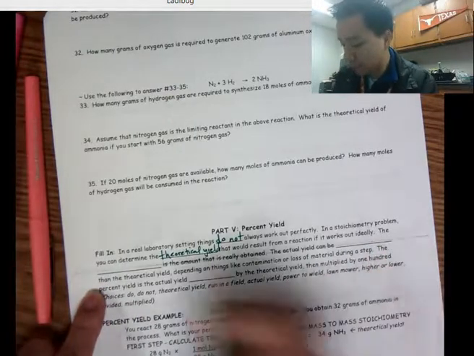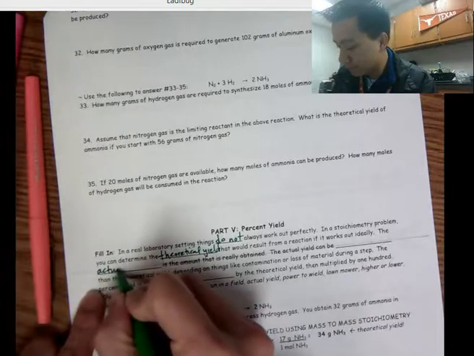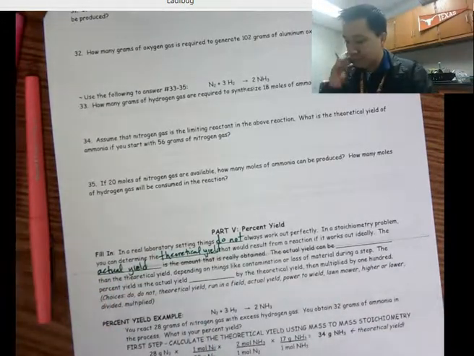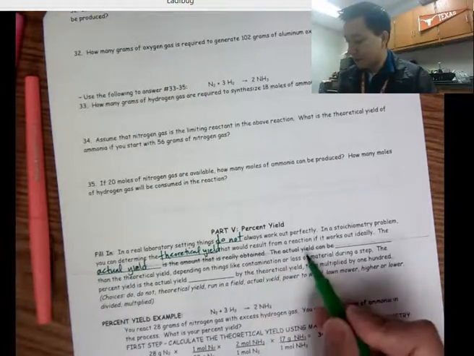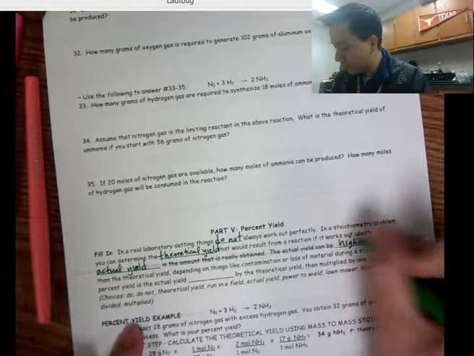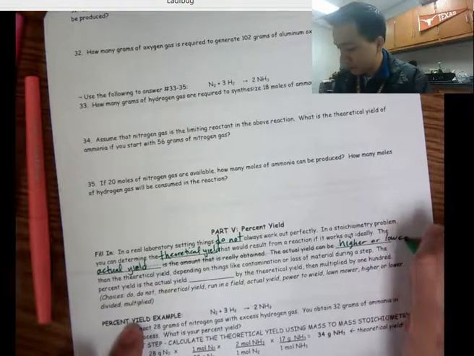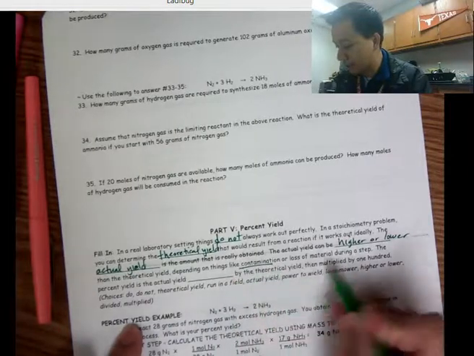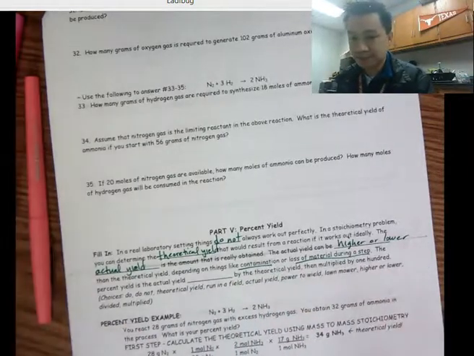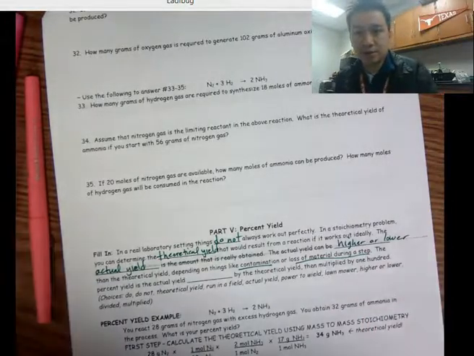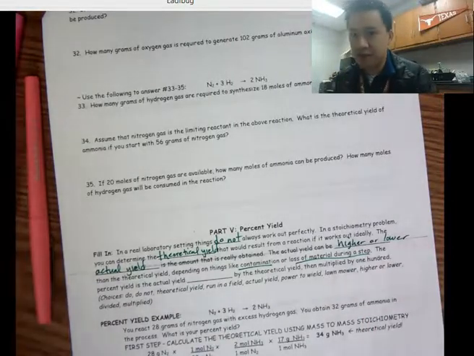The actual yield is the amount that is really obtained. The actual yield can be higher or lower than the theoretical yield, depending on things like contamination or loss of material during the steps. Contamination may allow you to make more product than you expect because you add some other stuff in there.